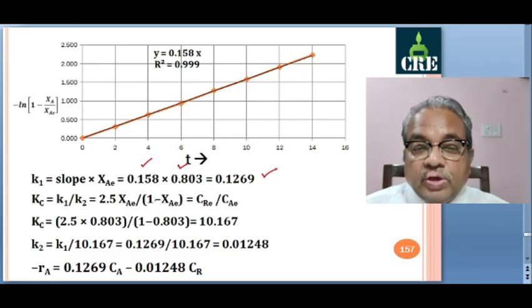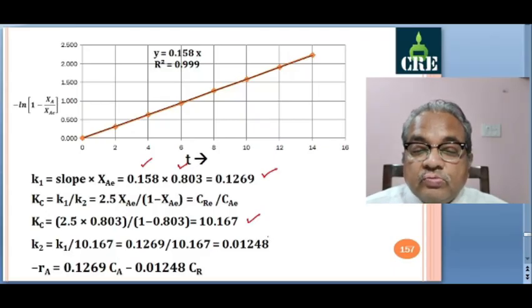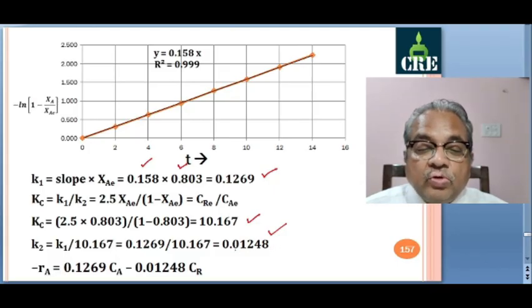This we have seen many times. And that is nothing but CR at equilibrium by CA at equilibrium. So 2.5 into XAE, XAE is 0.803, divided by 1 minus XAE, 1 minus 0.803. This comes out to be 10.167. Okay. So K1 by K2 is known. From that we can find K2 as K1 divided by 10.167. If we substitute the value of K1 as 0.1269, we get 0.01248. So we know K1, we know K2.